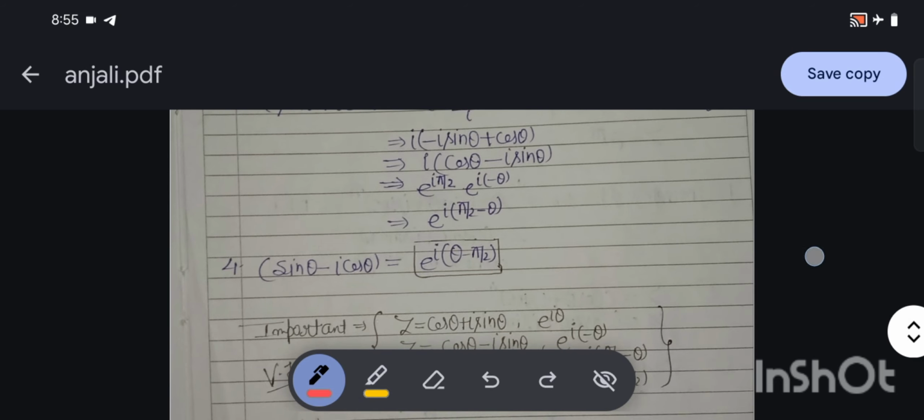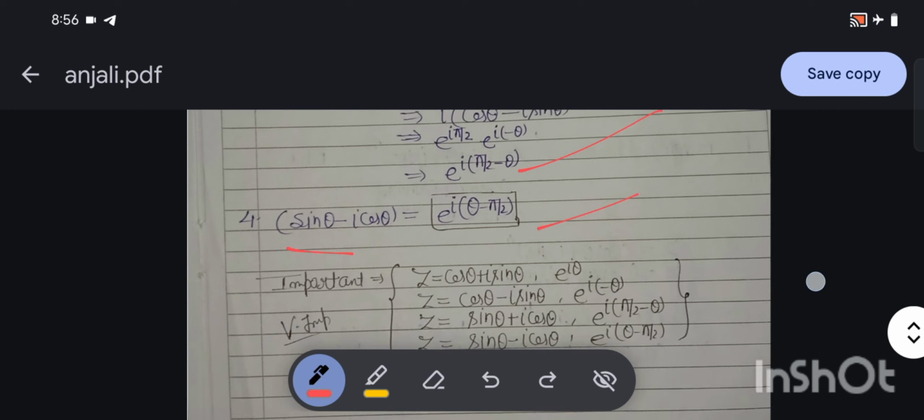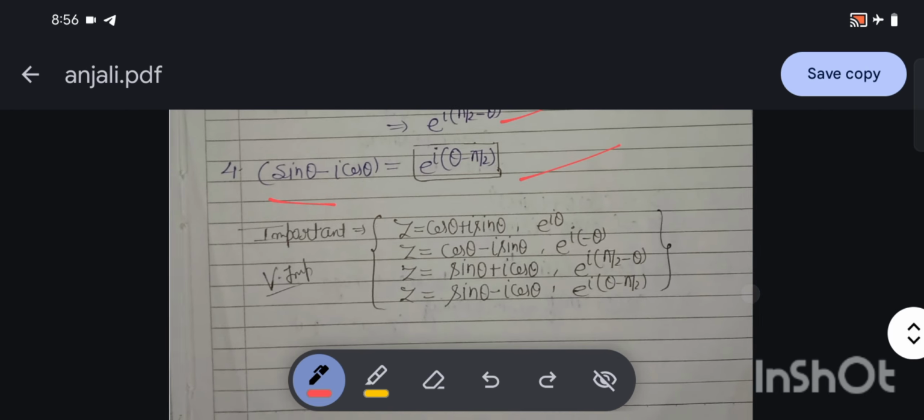And sine theta minus iota cos theta is equal to e to the power iota theta minus pi by 2. Sine theta plus iota cos theta's value is e to the power iota pi by 2 minus theta, and sine theta minus iota cos theta's value is e to the power iota theta minus pi by 2.